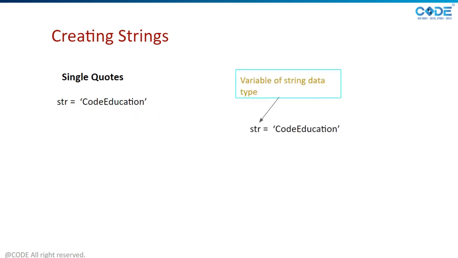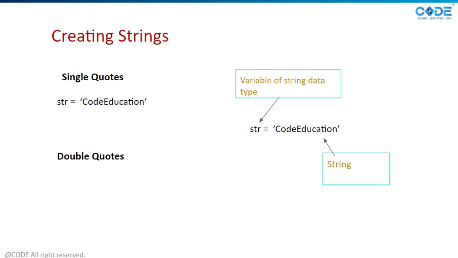Now let's move on to our next topic, creating strings. A string can be created with single quotes. For example, str equals to single quote, code education, and then again single quote. Now, here in this example, str is a variable of string data type and code education is a string.